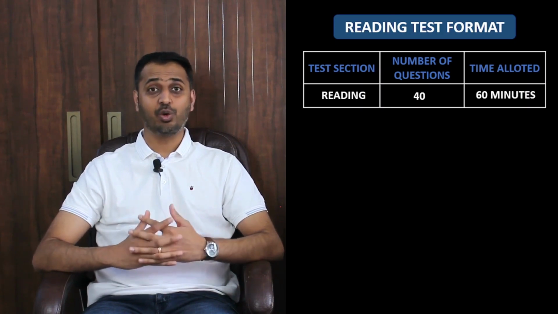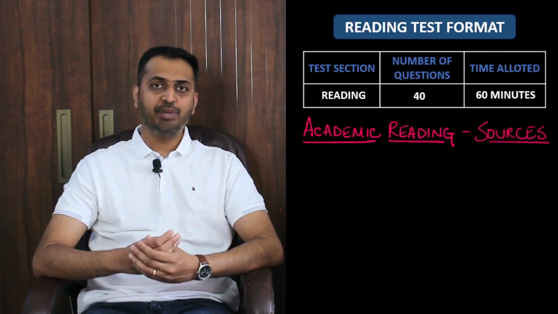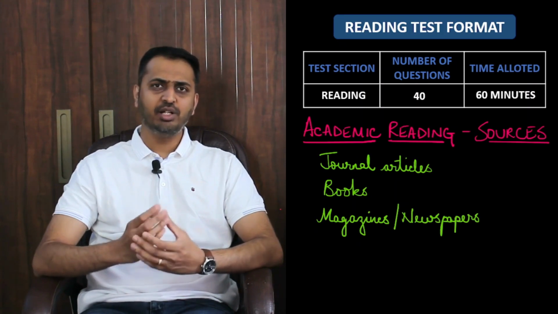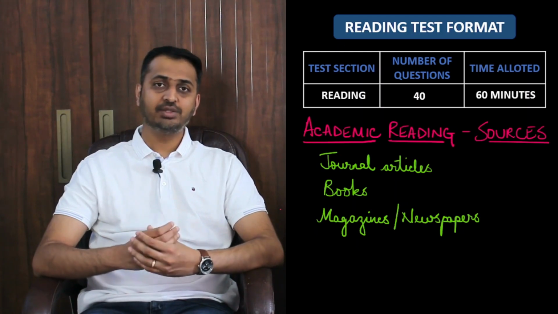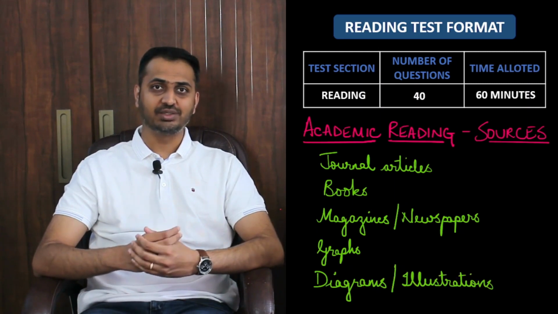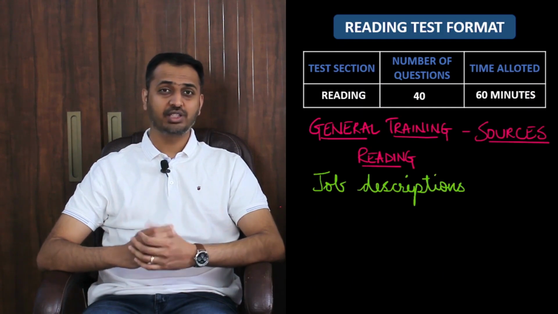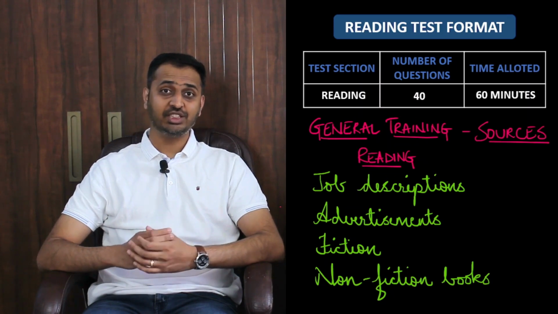One difference is the source of the reading passages. On the academic exam, your passages are picked from journal articles, books, magazines, or newspapers, and are similar to the passages you may encounter in your university coursework. And sometimes they may include non-verbal material like graphs, diagrams, or illustrations. Whereas on the general training exam, the passages are picked from job descriptions, advertisements, fiction and non-fiction books, and so on. And these passages are similar to the ones that you may encounter at your workplace or in everyday life.